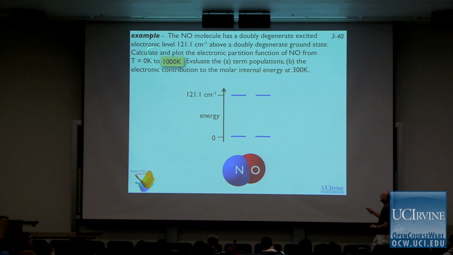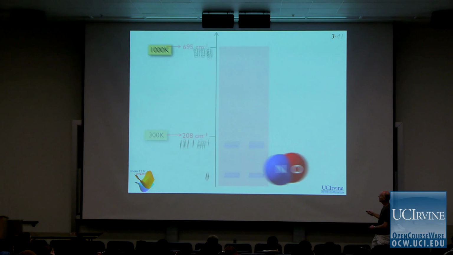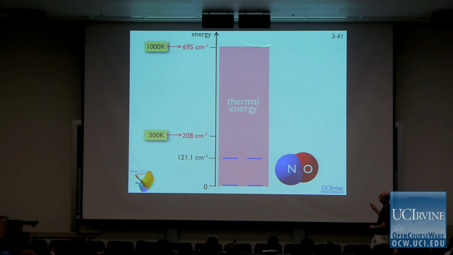Okay, 1000 K. Let's calibrate ourselves so we have some intuition about where we're going with this problem. Where is that compared to 121 wave numbers? 121 wave numbers is down here. 1000 K turns out to be 695 wave numbers. Okay? So what are you going to predict the partition function is going to be at that temperature?